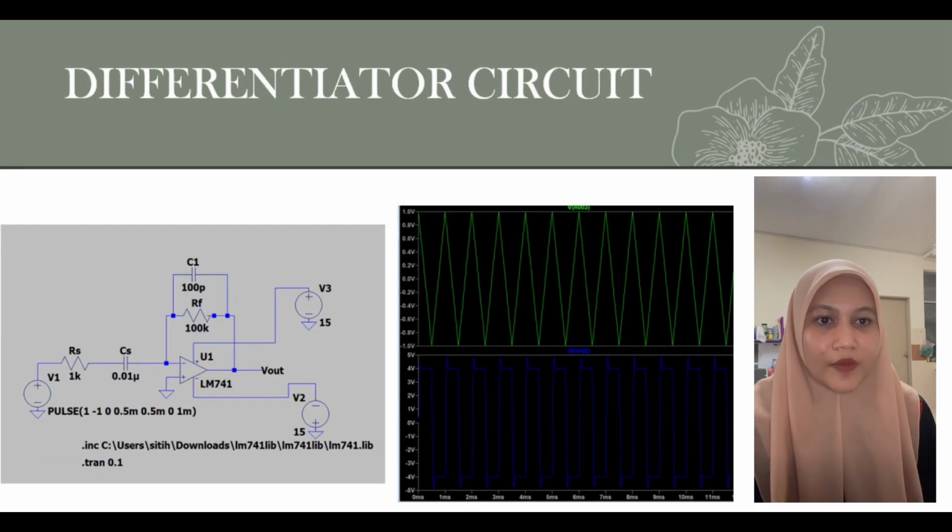Fourth, differentiator circuit. Differentiator schematic and triangle to square waveform. The triangle wave input was successfully converted into a square wave output.